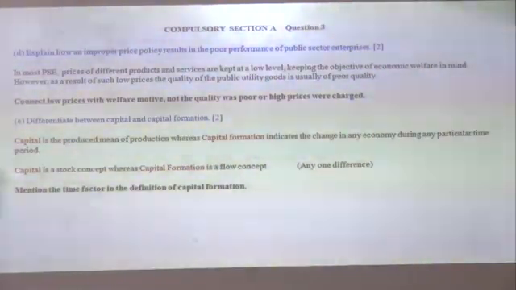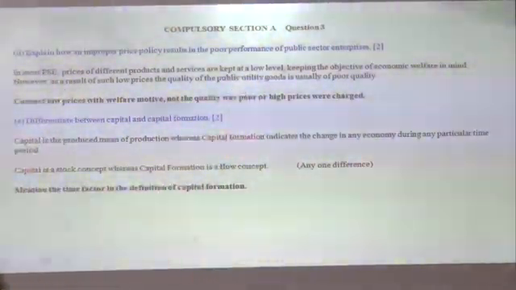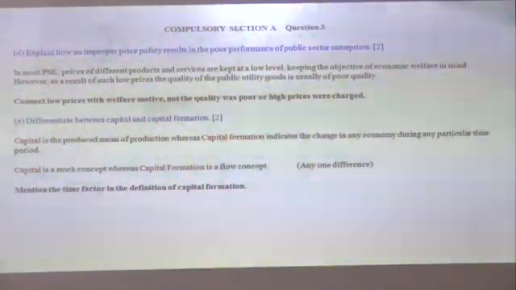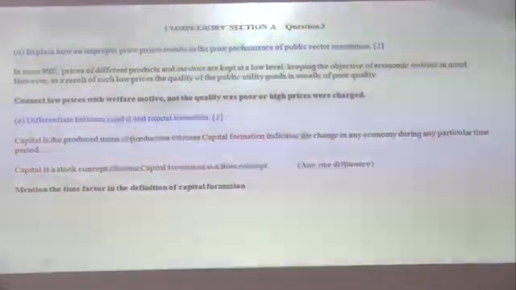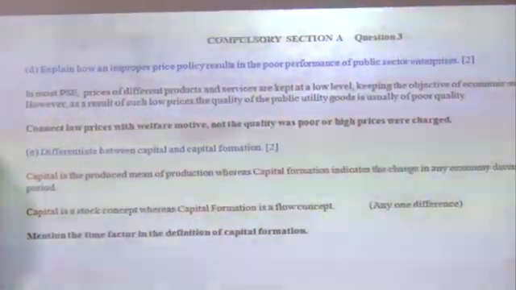But when the price is reduced, what happens? However, as a result of such low price, the quality of the public utility goods is usually poor quality. Price decreases, profit margin is less, quality might drop. So here it says connect low prices with welfare motive. Don't talk about here, not the quality was poor or the high price was charged, etc.